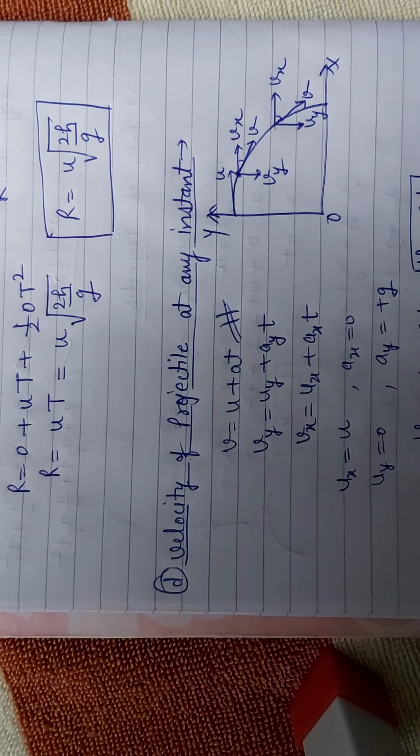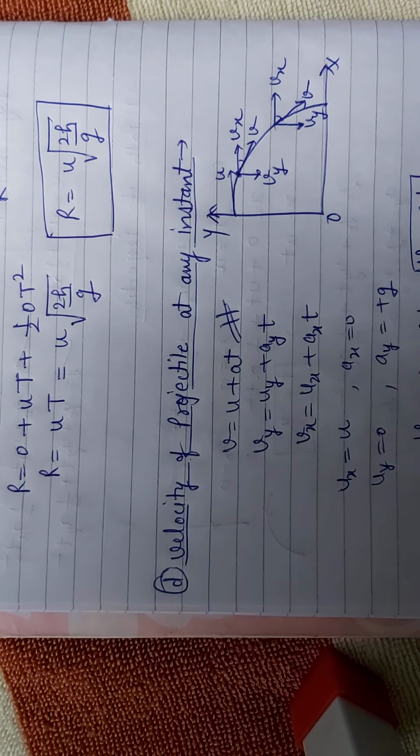Now Vx is equal to Ux, which is U, and acceleration is 0. So Vx is equal to U. Finally, we get Vx and Vy. This is the resultant V. At any point, if you want to find the velocity, it will be given by the tangent to the curve, to the path along which the object is moving. So this is V. It has two components, Vx along the horizontal direction and Vy along the vertical direction.